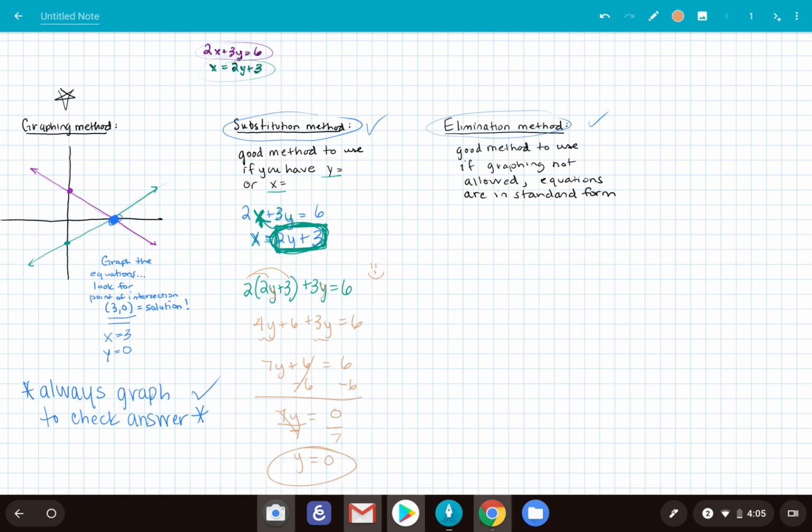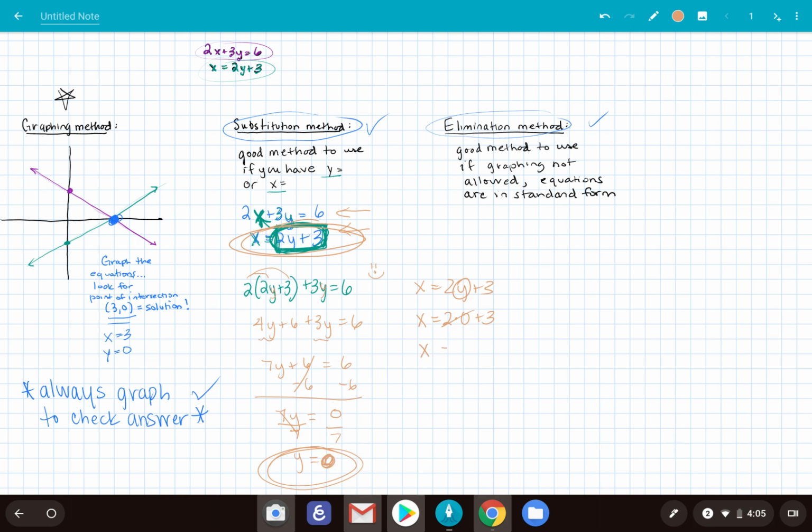Now what you can do is you can take that y equals 0 and you can substitute that value for y into either one of these original equations. It does not matter. Go ahead and choose the easiest looking equation, and I like the bottom one. So I'm going to do x equals 2y plus 3, except I'm going to substitute this 0 for this y right here.